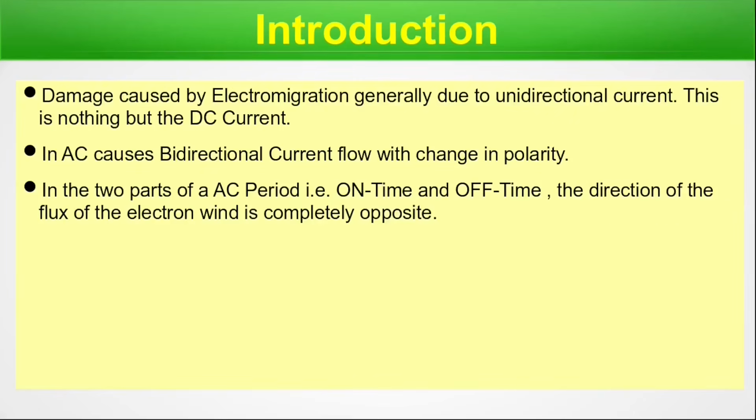In two parts of an AC period, that is on time and off time, the direction of the flux of the electron wind is completely opposite. Those who don't know the concept of the electron wind, please watch the last episode. Here I have mentioned this particular term, and also I have explained it in the main episode.